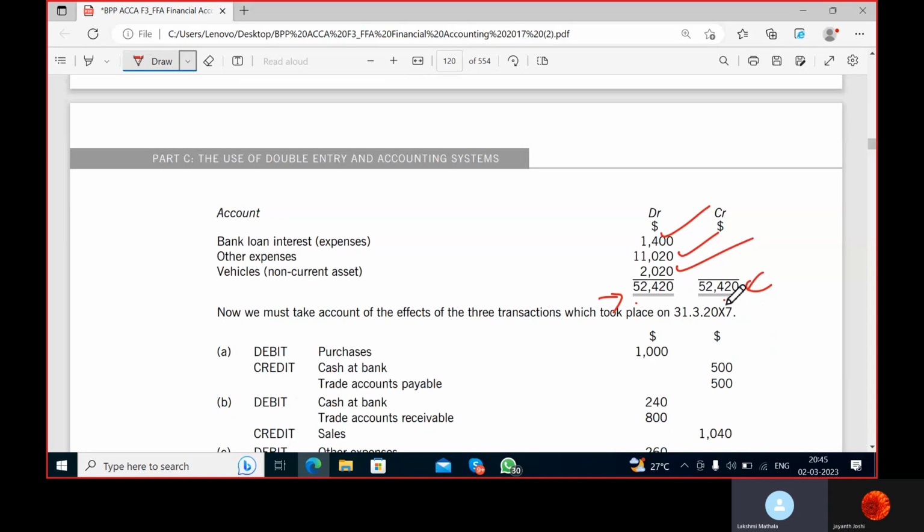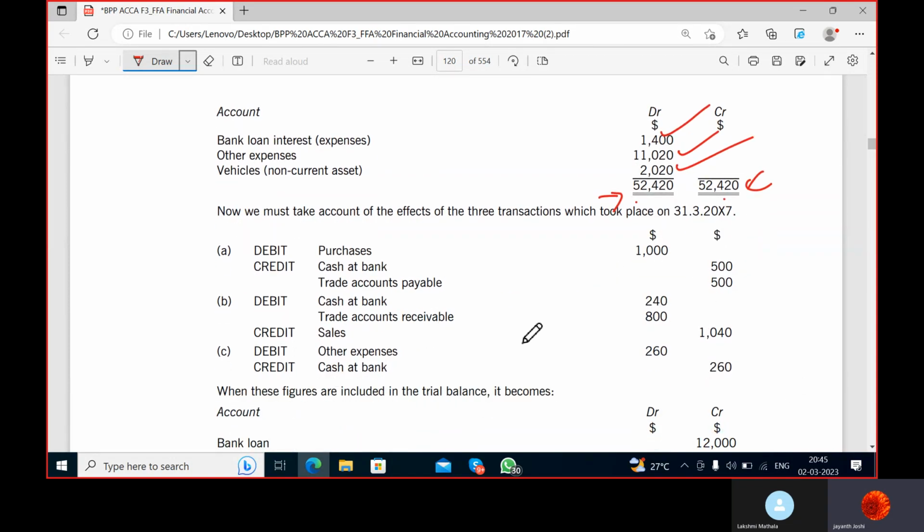Yes, sir, done. So the three entries I passed are: purchases to bank and trade payables, cash and receivables to sales, and expenses to other expense to cash at bank. So these were the three entries, correct? Now we need to adjust this in the trial balance. So purchases you will add to the purchase account. Am I right?